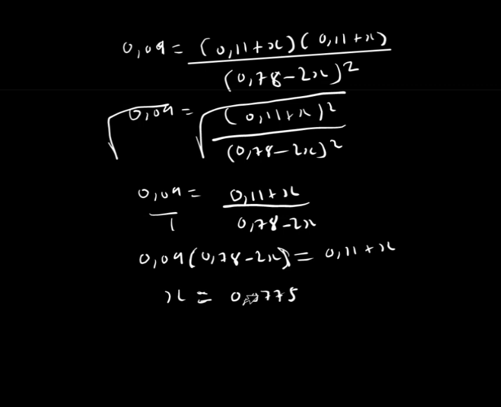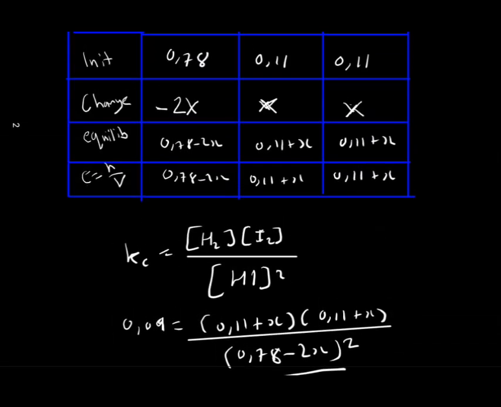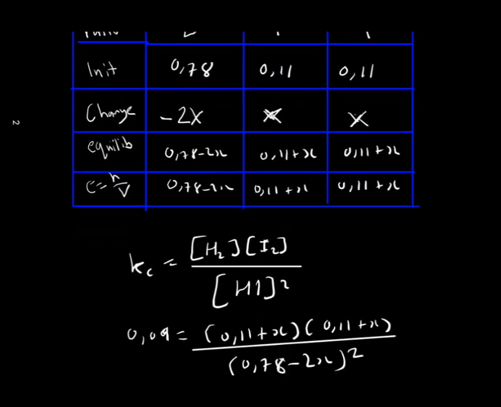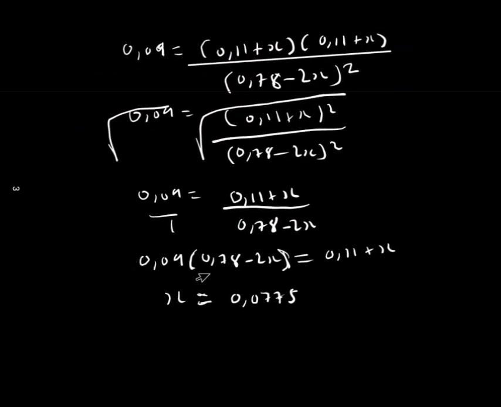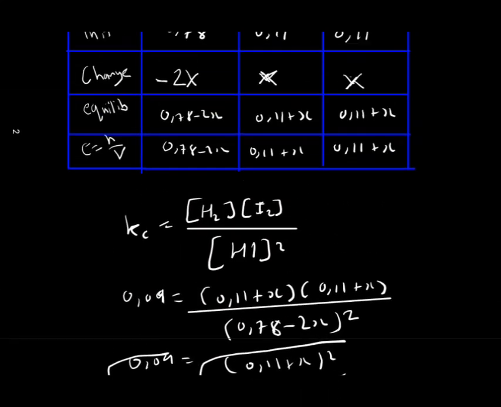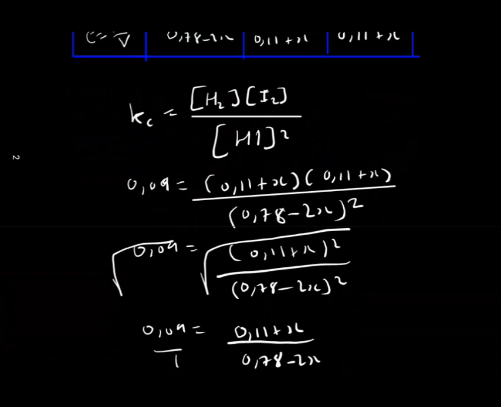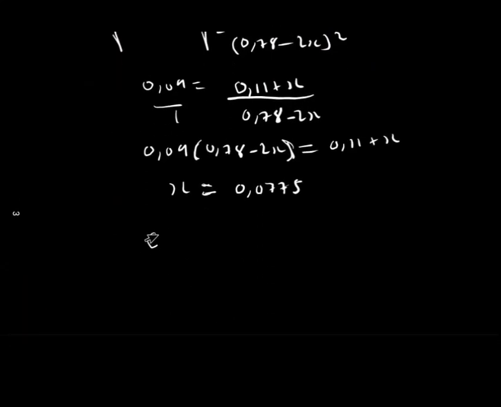Now, because of a lot of work, you might feel like you're done, but always refer to the question, always check if you have answered the question. Notice the question is asking for the mass of HI present at equilibrium. So what we have here is not even the number of moles, it's just x. In order to get the number of moles at equilibrium, we have to use this part, so it's going to be 0.78 minus 2 times x.